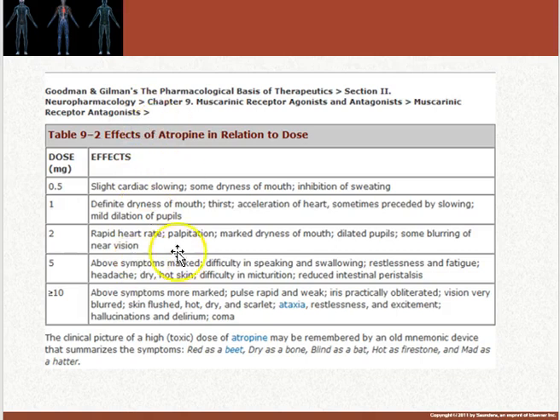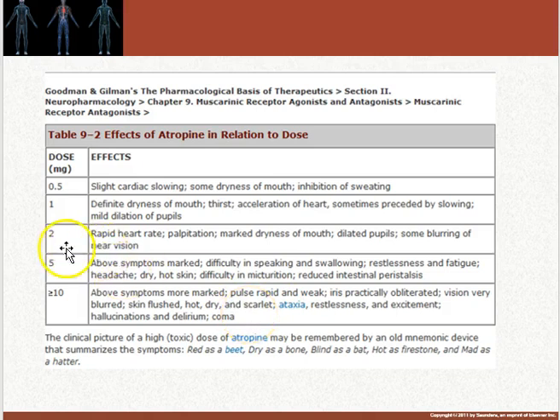And so these are the effects of atropine in relation to the dose, okay? As you can see, as the dose gets increased, some of the effects of atropine administration become more and more undesirable. You can see at doses greater than 10 milligrams, hallucinations and coma, so these are CNS effects. Obviously there is a CNS component only at high doses.